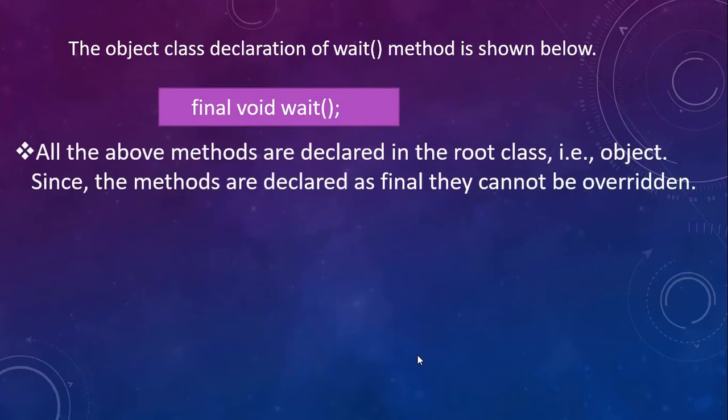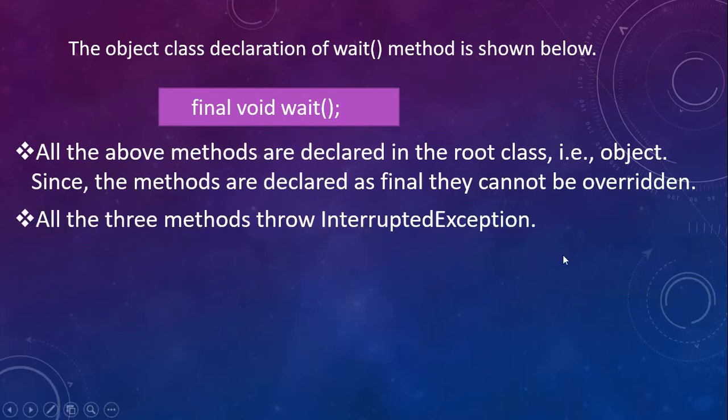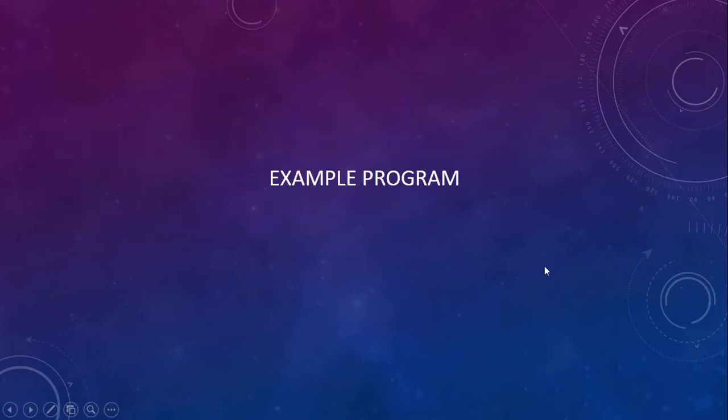Remember, all the above methods are declared in the root class, that is the Object class. Since the methods are declared as final, they cannot be overridden. All the three methods throw InterruptedException. Let us now see an example program.